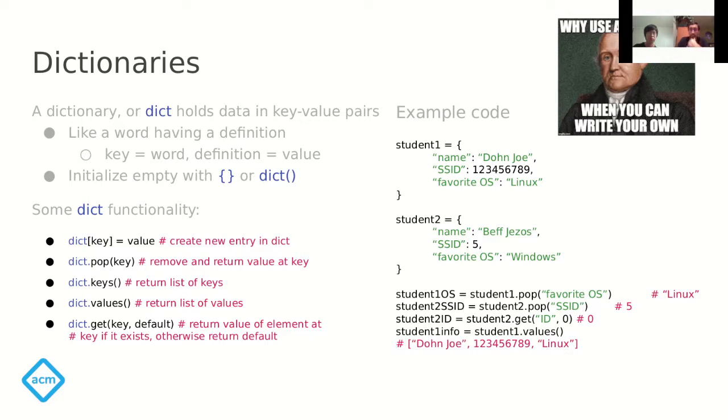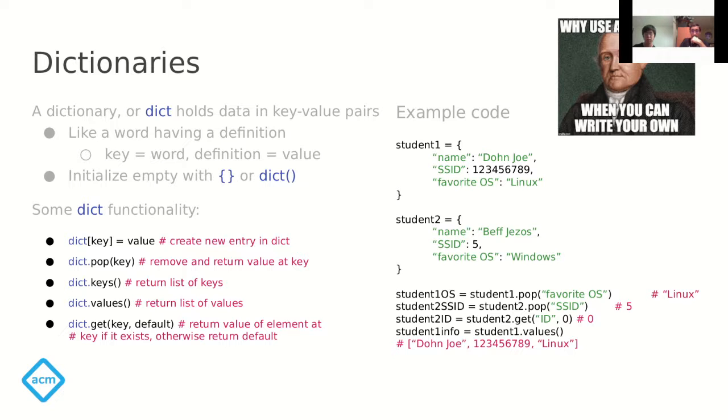So here's some dict functionality. These are functions and paradigms that you'll use a lot when you're using dictionaries. Here we would see dict, brackets, key equals value. This is basically just creating a new entry in a dictionary. You don't have to use .add. You can just assign the index to the value and it'll create that entry.